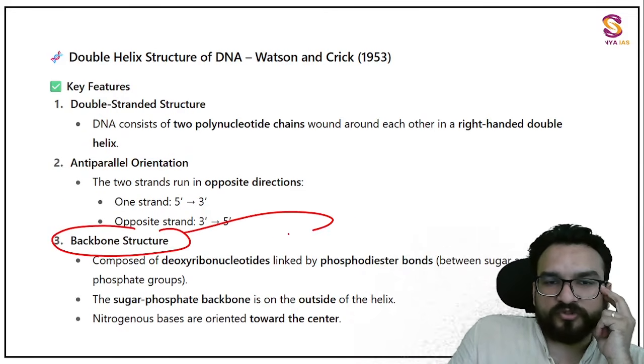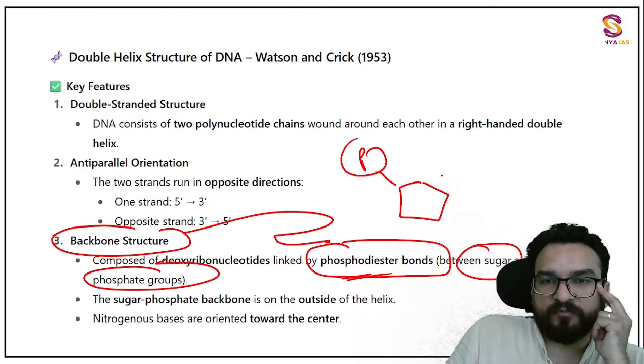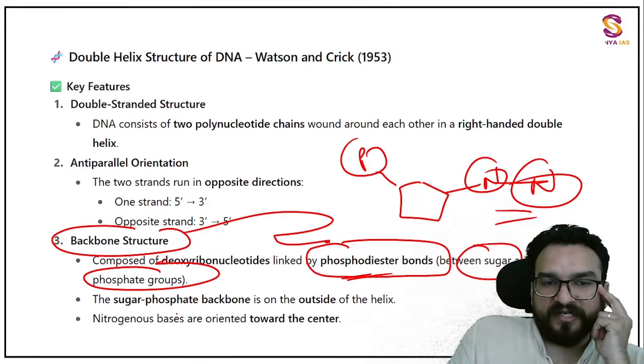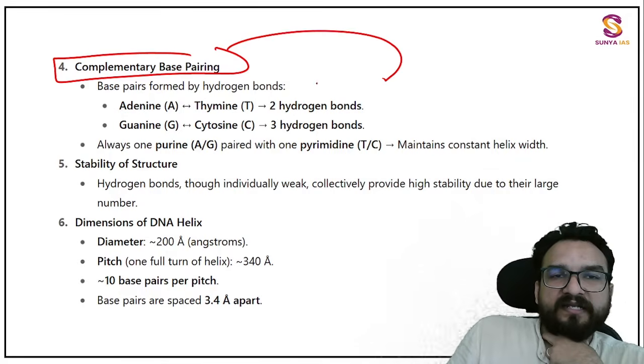Backbone structure. The backbone is formed by the phosphodiester bond between sugar and phosphate group, which you have seen like this. This is making the backbone, and these are the nucleotides in connection with each other. Nitrogenous bases are oriented toward the center. I hope you are understanding right now. Complementary base pairing will be there, like A to T and G to C.